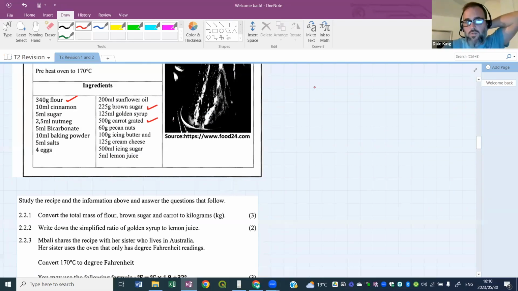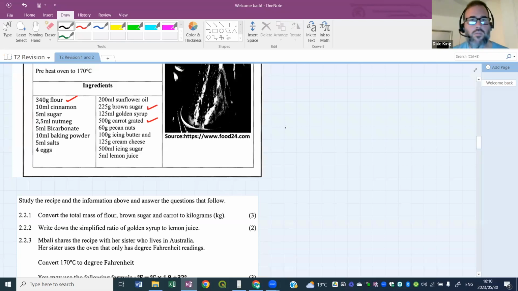You can just write the 3 values, one underneath each other. So we do flour first, then brown sugar, and then carrots. All right, should take you a minute. This shouldn't be long. Converting those masses for those 3 into kilograms. We can see that they're all in grams. Convert them into kilograms. Let's see if you guys know how to do that.